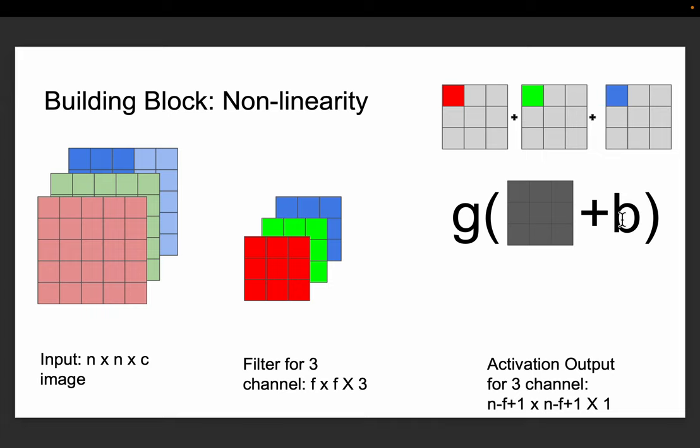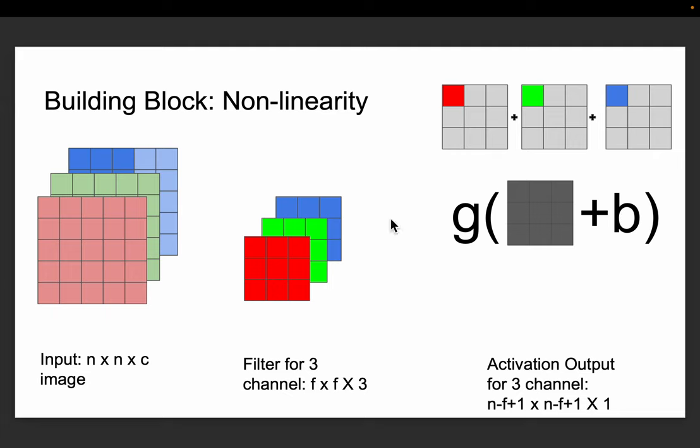The output is 3 images which have been then added to get a single grayscale image. And then you add a bias and then you apply an activation. So the final output that you'll get will be a grayscale image, which means a single channel image.